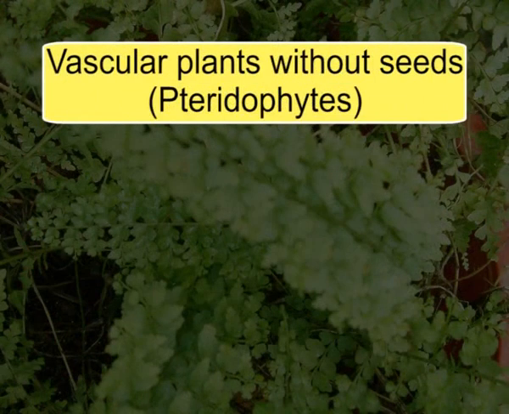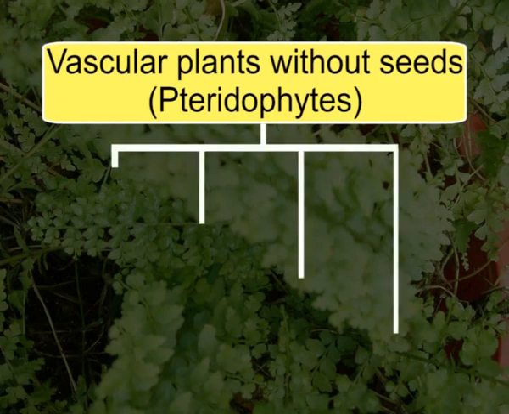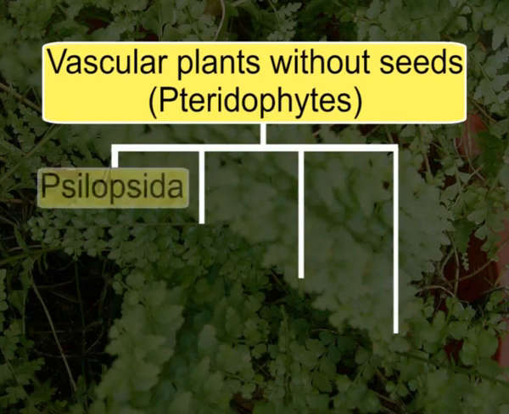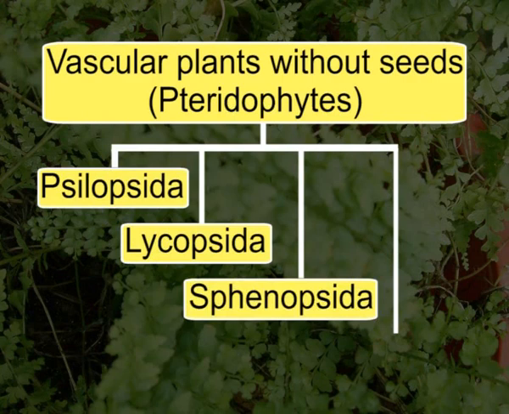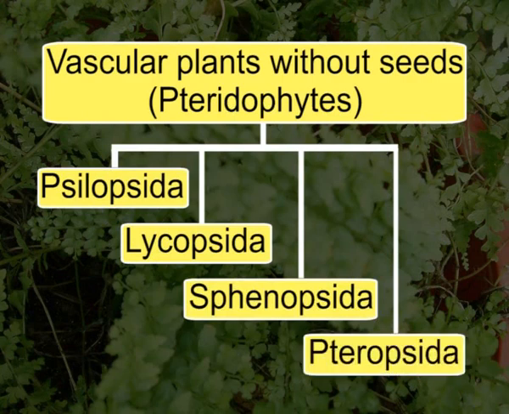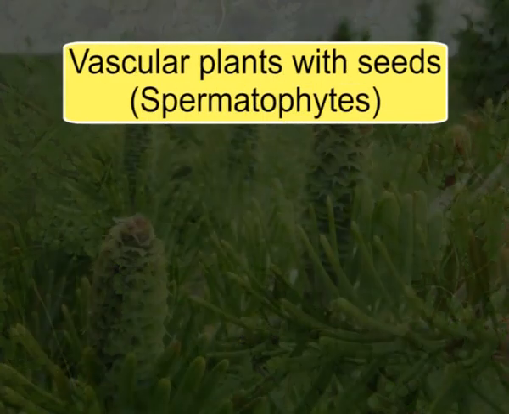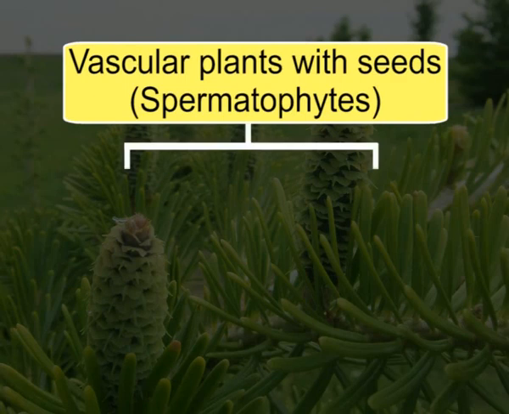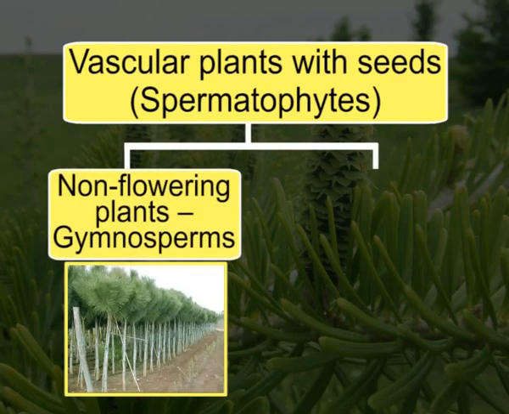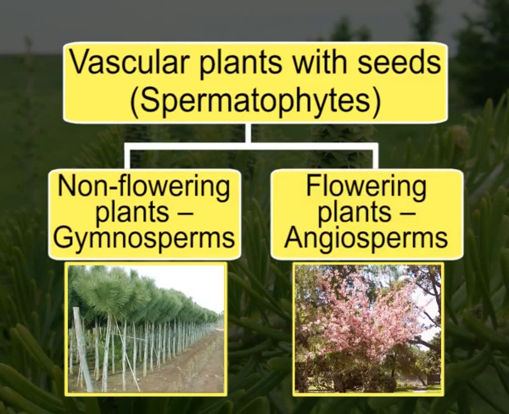Vascular plants without seeds are pteridophytes, which currently have 4 classes in the group. These are Psilopsida, Lycopsida, Sphenopsida, and Pteropsida. Vascular plants with seeds are spermatophytes that contain 2 subgroups: non-flowering plants, Gymnosperms, and flowering plants, Angiosperms.